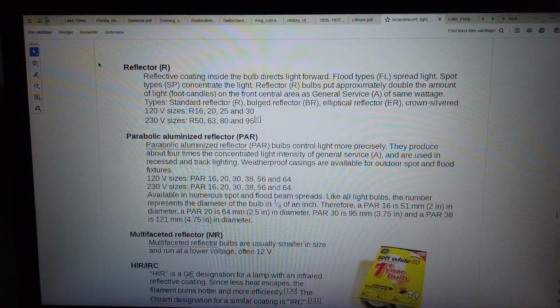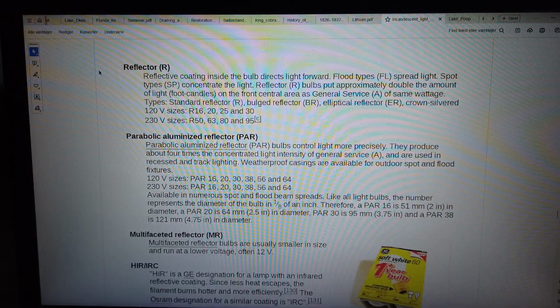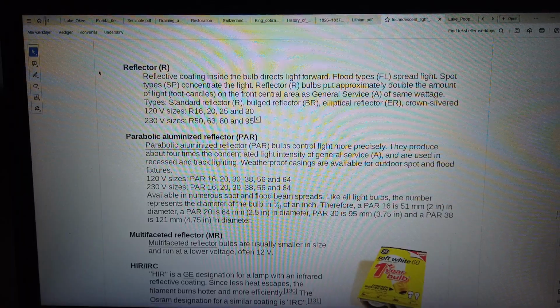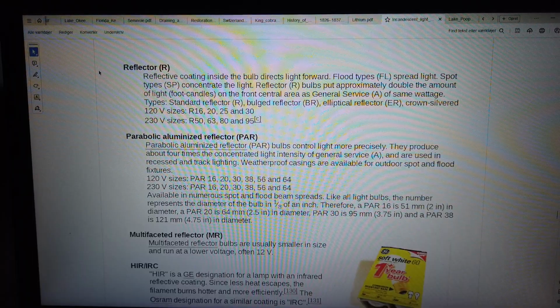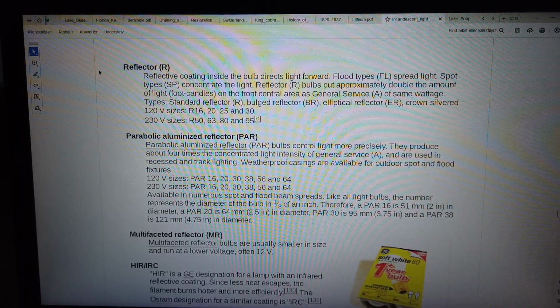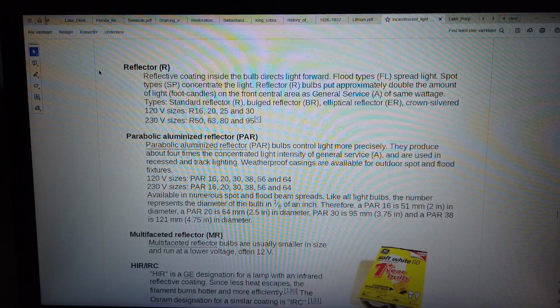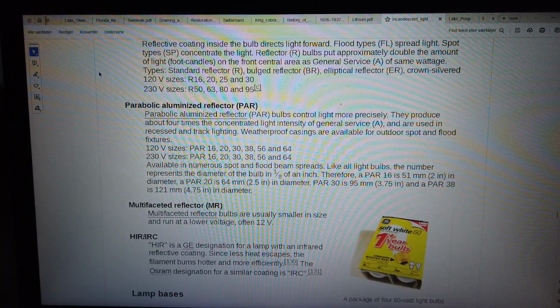Reflector, R: a reflective coating inside the bulb directs light forward. Flood types, FL, spread light. Spot types, SP, concentrate the light. Reflector, R, bulbs put approximately double the amount of light, in foot candles, on the front central area as general service bulbs of the same wattage. Types: standard reflector, R, bulged reflector, BR, elliptical reflector, ER, crown silvered, C. 120V sizes: R16, 20, 25 and 30. 230V sizes: R50, 63, 80 and 95.